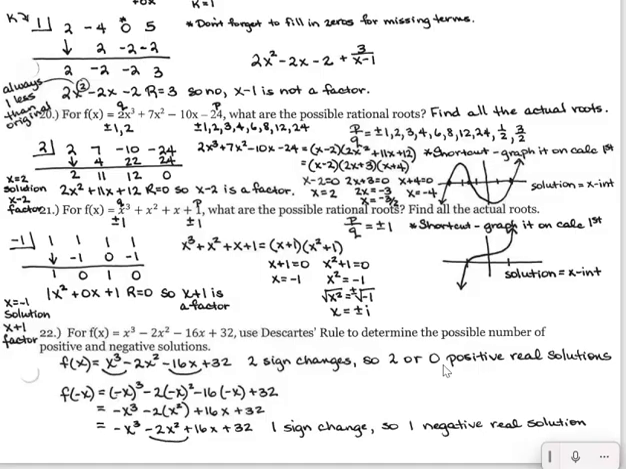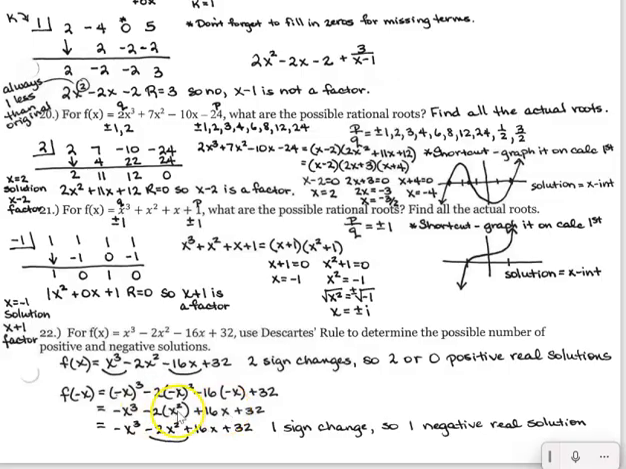All right, then to find the negative real solutions, I put a negative x in the place of x in the function. So that's going to be a negative x cubed, a negative x squared, a negative x in the place of x. Okay, so negative times negative times negative is negative, so negative x cubed. A negative squared is positive, so that's going to be a positive x squared times the -2. And then negative 16 times negative x is positive 16x, and then our plus 32.